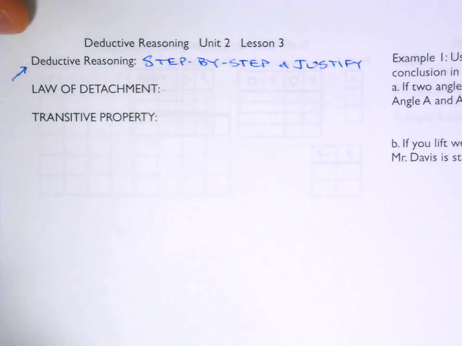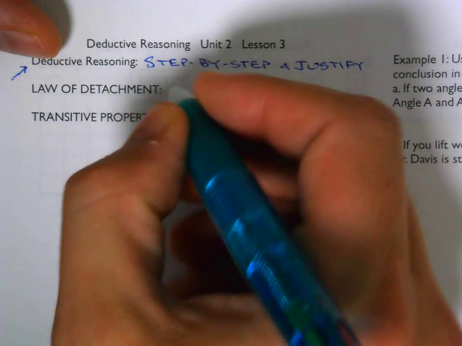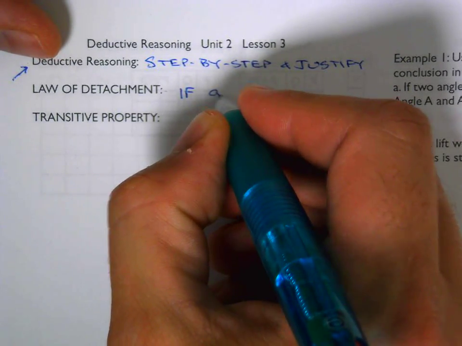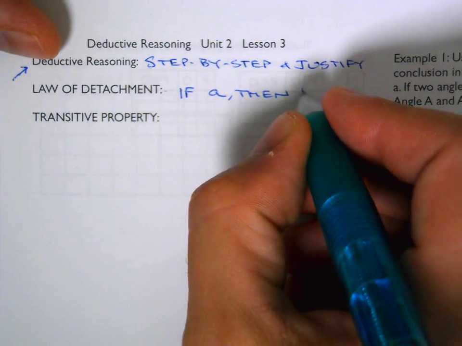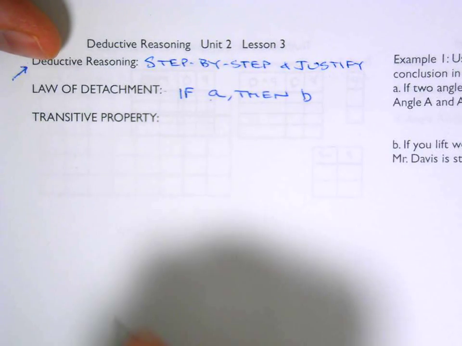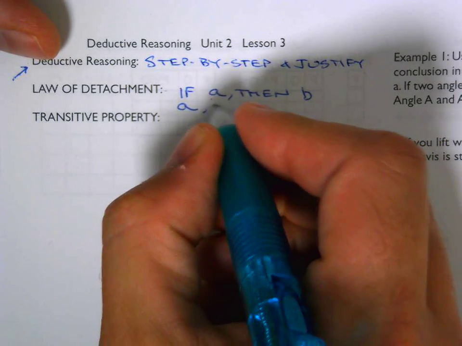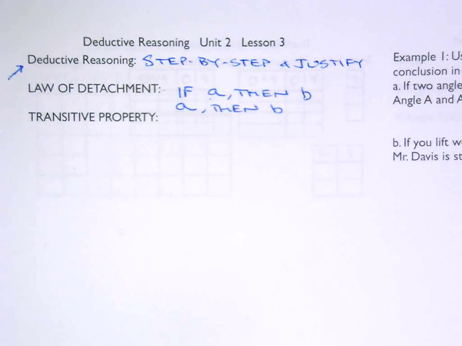One of the things that we're going to pick up in this lesson is the law of detachment. So we'll just say if A then B, so a regular conditional statement. If A is true, then B is true. Okay, we will assume that A is true, then we can conclude that B is true.